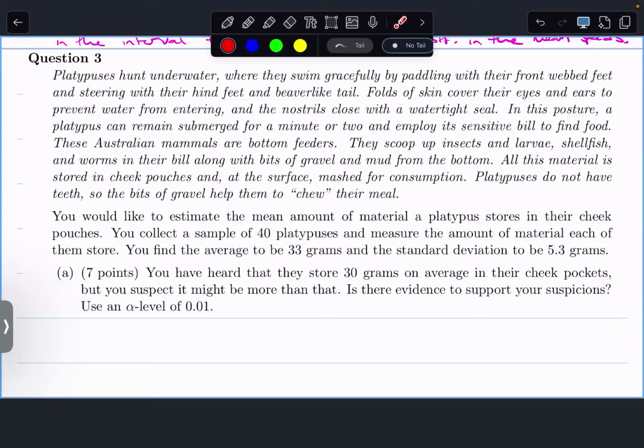What type of question is this? It's definitely a numerical data question, right? Because I have a mean and I have a standard deviation. So that's kind of narrowing it down. And I only have one sample, right? I have one sample of platypuses, and I have the mean and the standard deviation of that one sample. So it's a one sample mean type of question.